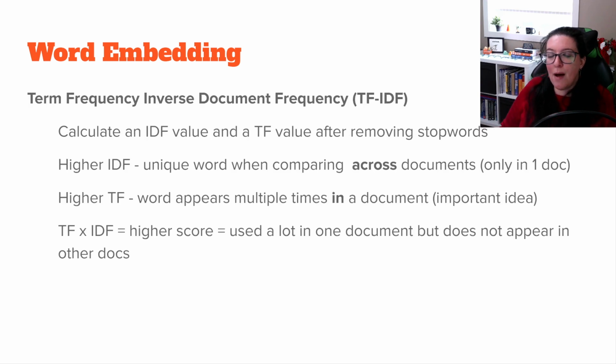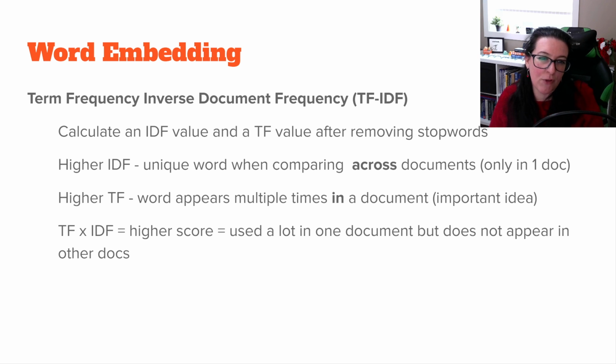The next type of word embedding or vectorization is called term frequency inverse document frequency, TF-IDF. After we've removed our stop words, we could calculate an IDF value and a TF value. It's one line of code, it does it for you.